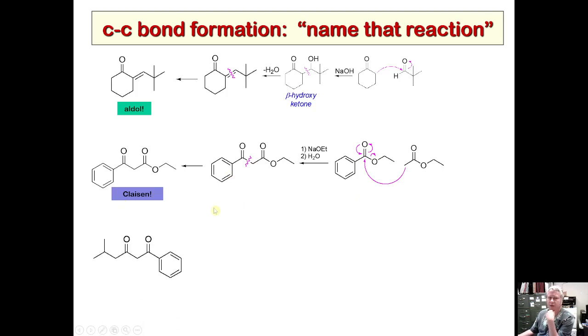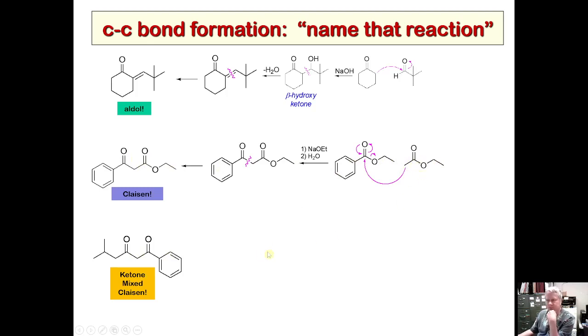What about this product? We're looking at it. It's not a beta ketoester. It's not an alpha beta unsaturated ketone. Oh, it looks like a beta diketone. What was the reaction that creates a beta diketone? You may or may not have seen it yet in the lecture series, but if you haven't, you will. It's the variation of the Claisen called the ketone mixed Claisen, which is basically a ketone reacting with an ester, just like the Claisen, except the nucleophilic side is a ketone.